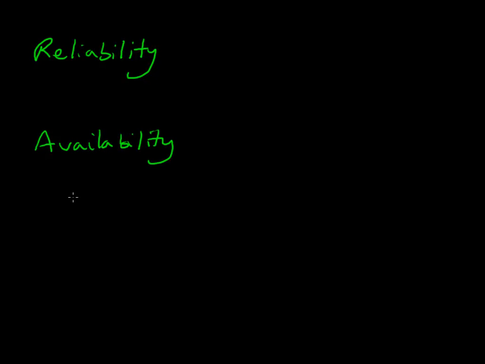In this video, what we're looking at is a topic called reliability. As part of this, we're going to look at three words in particular. One is reliability, one is availability, and one is redundancy.